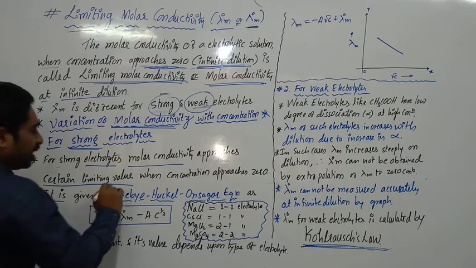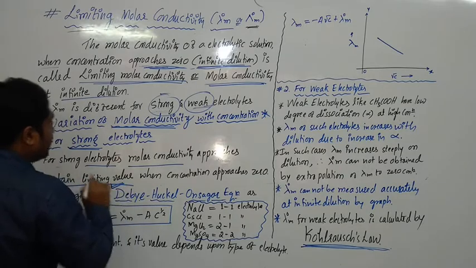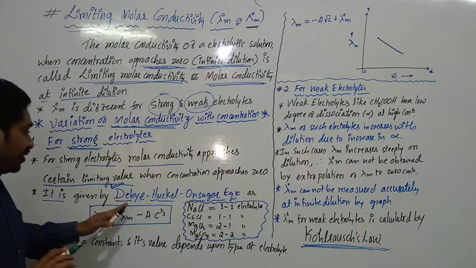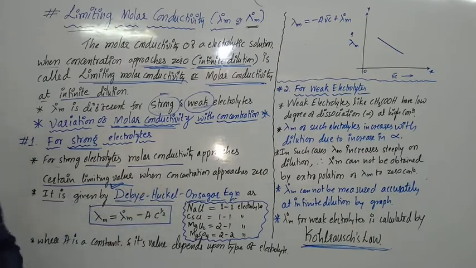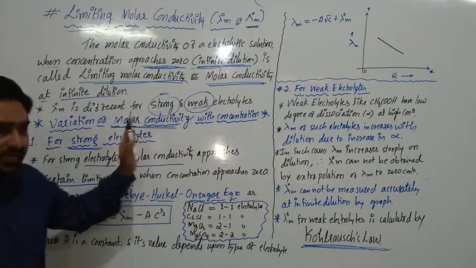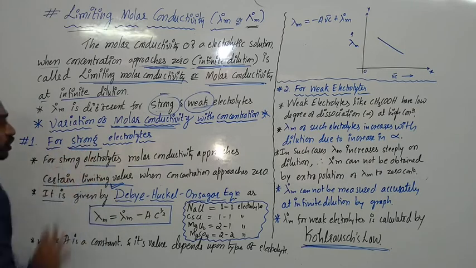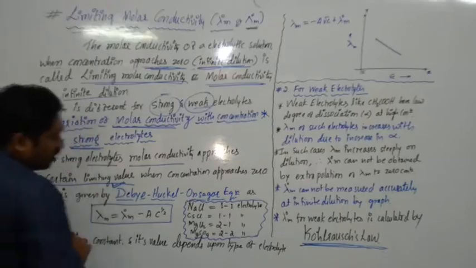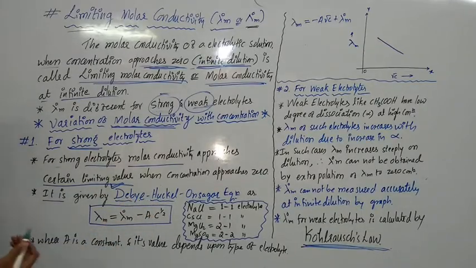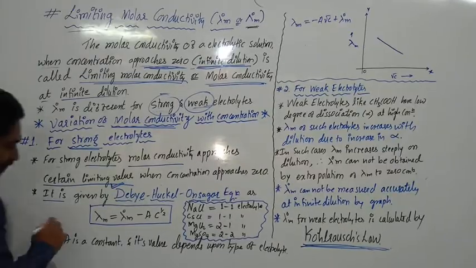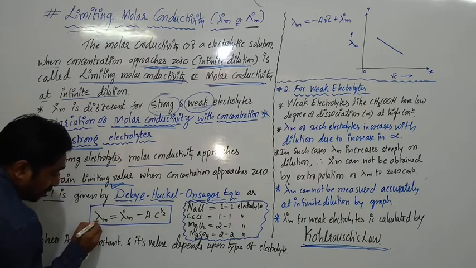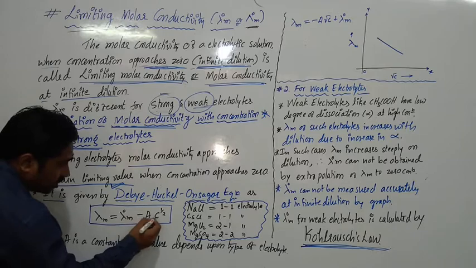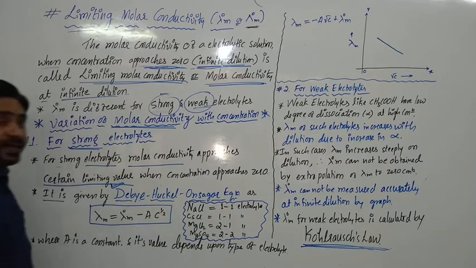So the Debye-Huckel-Onsager equation is particularly used for strong electrolytes. Please remember, we cannot use the Debye-Huckel-Onsager equation for weak electrolytes. It is only for strong electrolytes. According to this equation, there is a formula: lambda m is equal to lambda naught m minus a into c raised to 1 by 2.